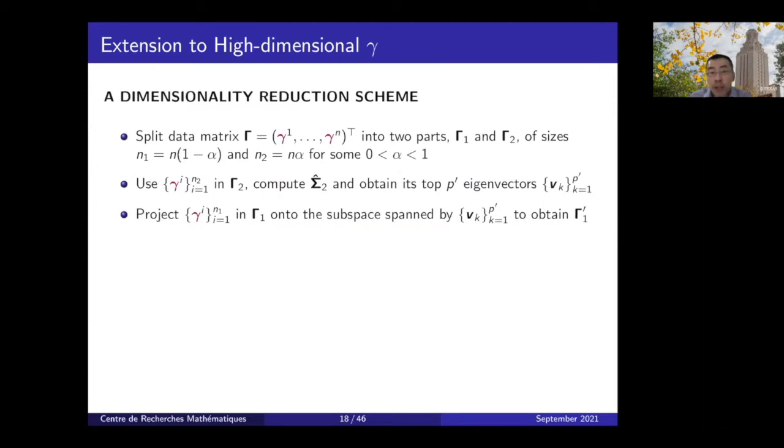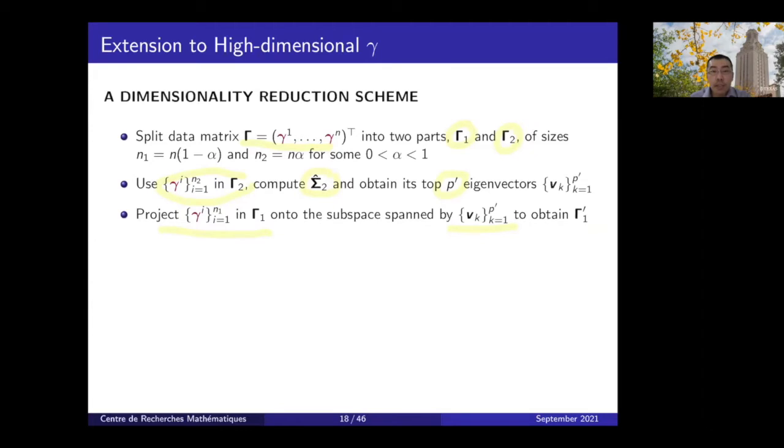What we do is we split the original data set, capital gamma, consisting of the covariates into two parts, capital gamma 1 and capital gamma 2, each with a constant fraction of points. Then we use the observations in capital gamma 2 to compute the covariance matrix sigma hat 2 and obtain the top p prime eigenvectors. Then we project the points in the set capital gamma 1 onto the subspace spanned by the eigenvectors, and we get the projections in the low dimensional subspace.